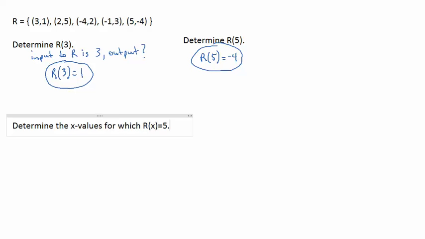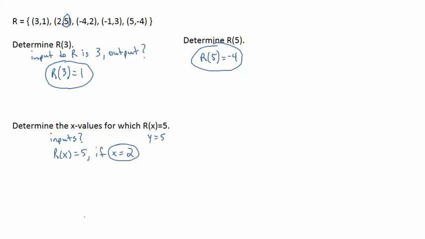So now I'm looking for inputs or x values, and I know that y, or the output, is 5. So now when I scan this, I look for outputs of 5. And I have an output of 5 here, and the only input that gives me an output of 5 is 2. So R of x equals 5 only if x equals 2. So that's the only x value in that case. Okay, so that's a set of ordered pairs and how to interpret function notation with it.